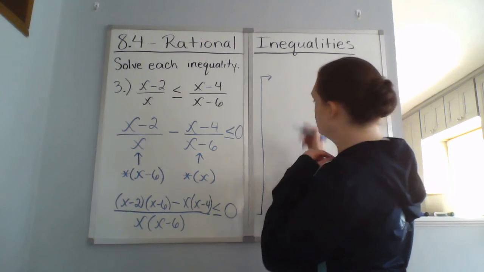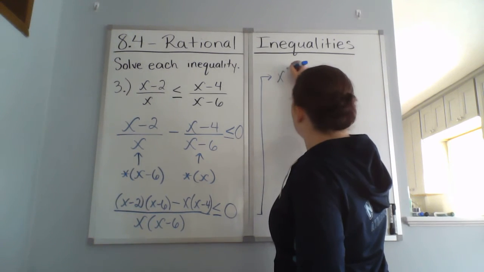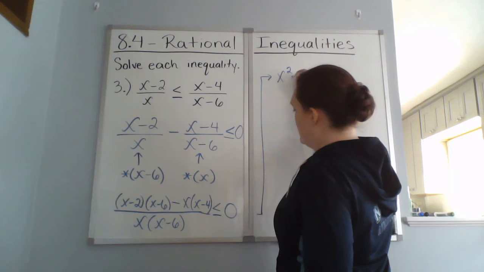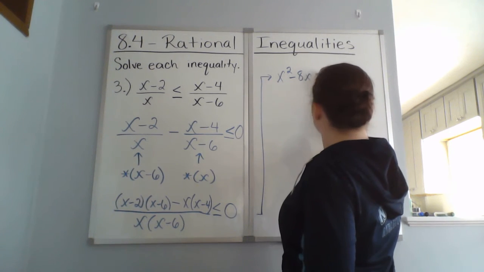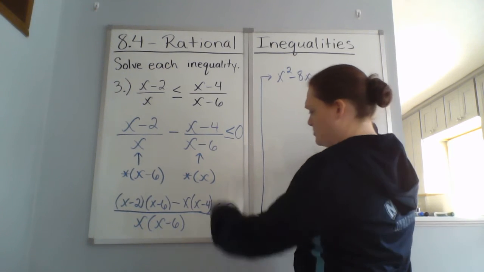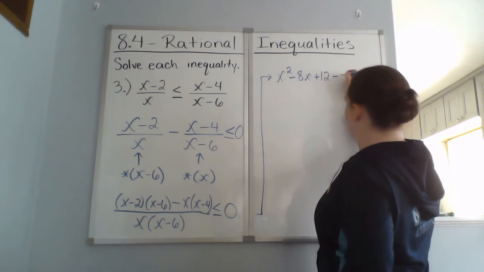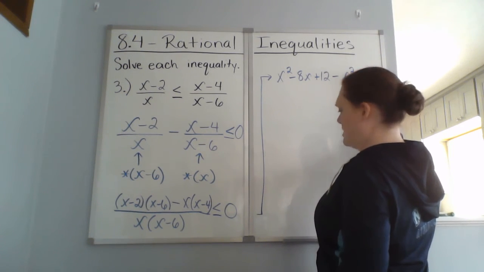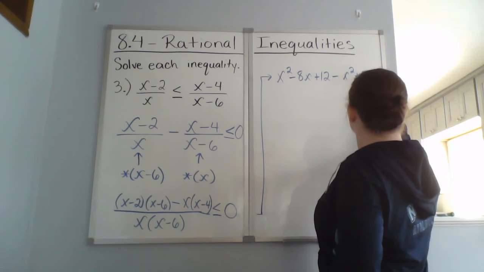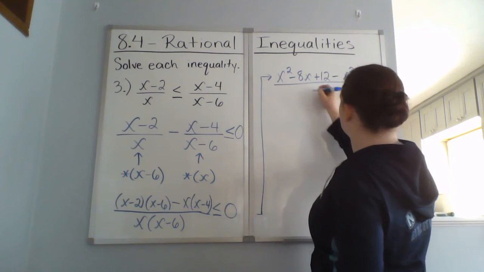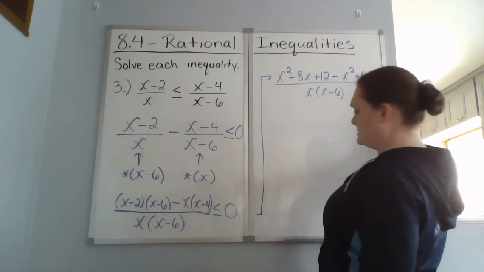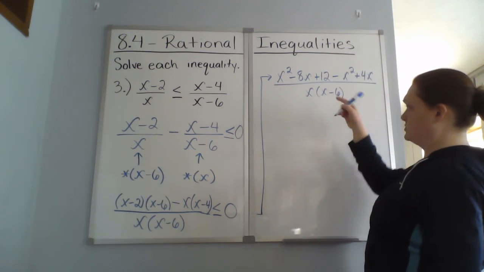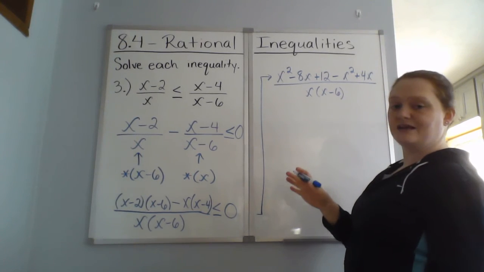So FOIL first, and you're going to get x squared minus 6x minus 2x is minus 8x plus 12. Distribute the subtraction sign with the x, you're going to get minus x squared and plus 4x. This is all over x times (x minus 6), and I know it's still less than or equal to 0. Once I shorten this down a little bit by combining like terms, I'll get that all on there.